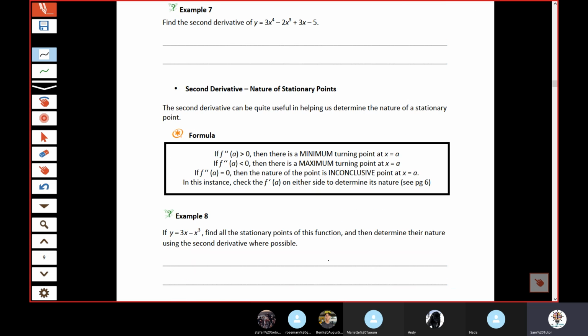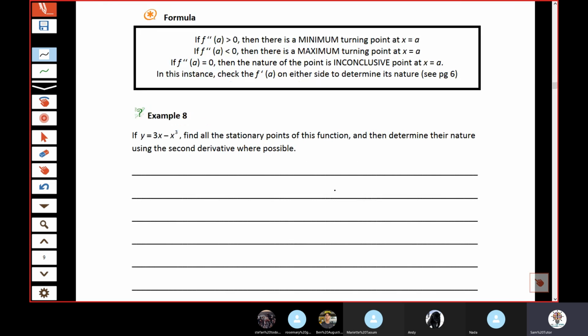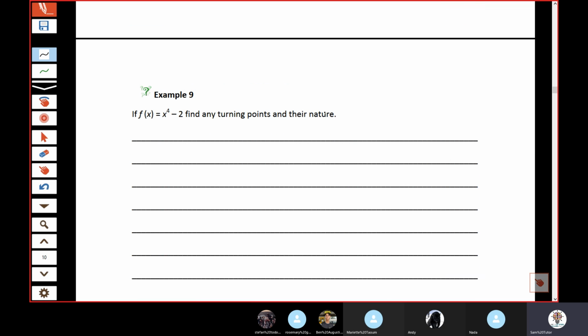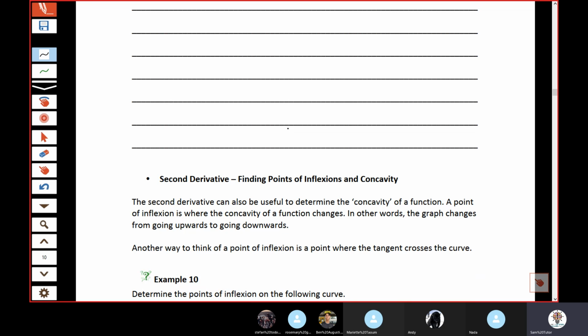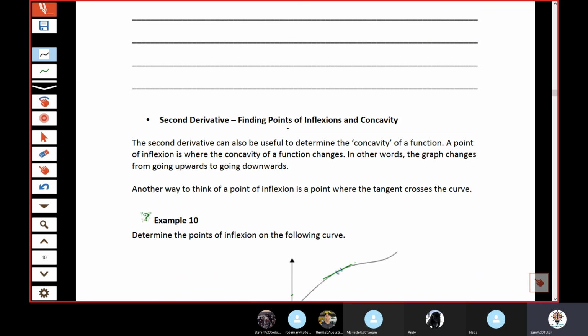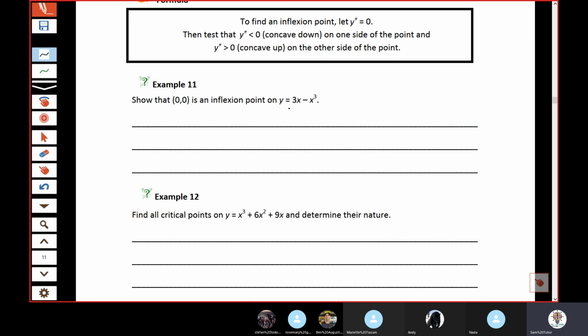Second derivative. I don't think we need to do second derivative because you guys have already done all that. We just spoke about it, but I'll say it again. Y double dash, if it's greater than 0, it's a minimum. Y double dash less than 0, it's a maximum. Y double dash equals 0, the nature of the point is inconclusive. In this instance, we have to check on either side, determine its nature, and you'll see that in a second. Find any turning points, determine the nature, that can all be done. Anything I'm leaving, classwork, homework, whatever, but I'll write that in a second. Finding points of inflection, determine the points of inflection, I think we already get that.